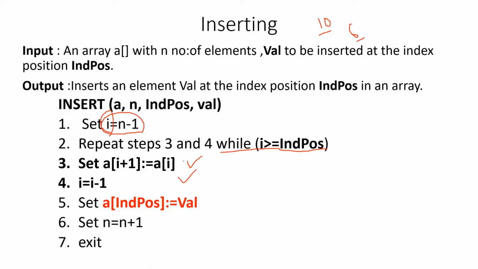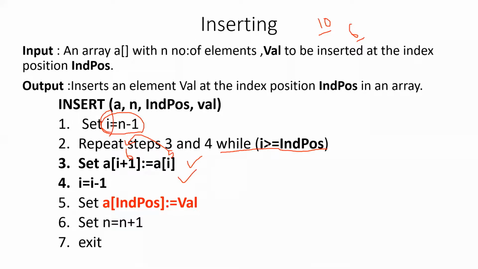These 2 lines are nothing but copying or moving the elements to the next position, right? A of I plus 1 means the next index position in the array. So when I is 5, what is I plus 1? I plus 1 is 6, right? The number present in A of I will be copied into the position A of 6. That is shifting one number to the right.